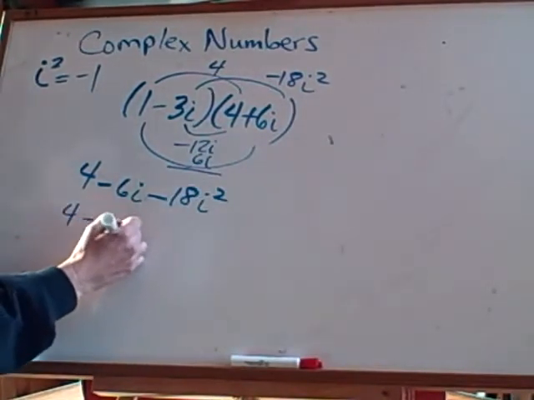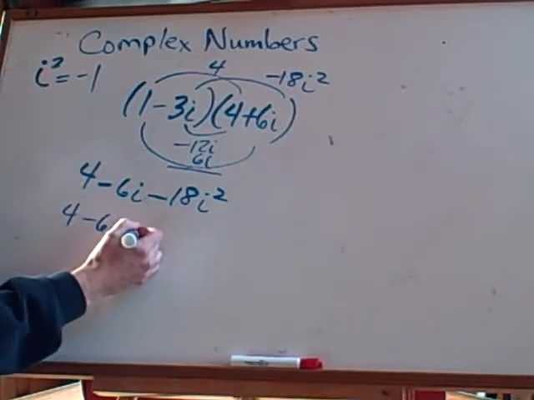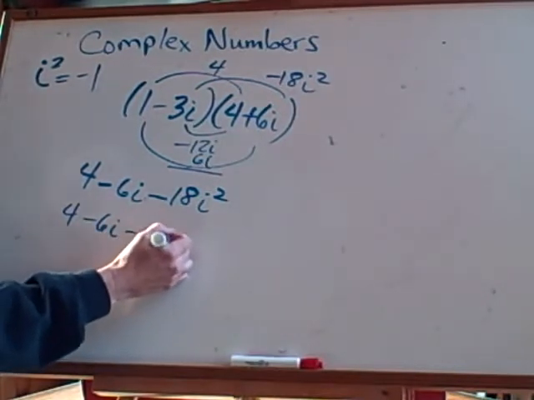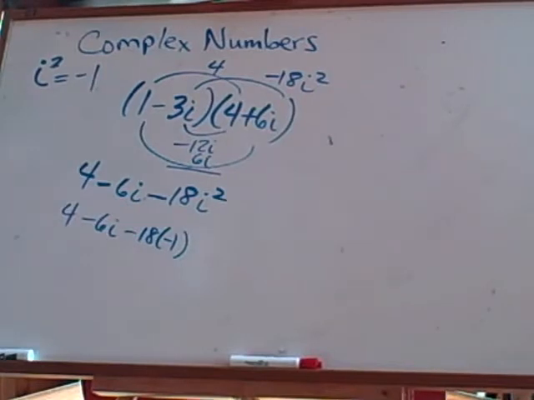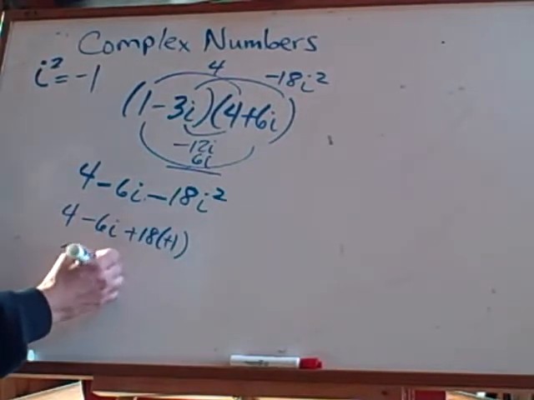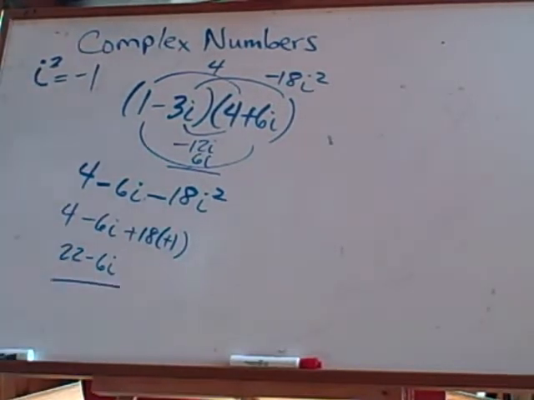4 minus 6i minus 18, and that's times -1, right? So that's like what? Adding 18, isn't it? So what's my front number going to be? 22. So 22 minus 6i. That should be your final answer on that one.